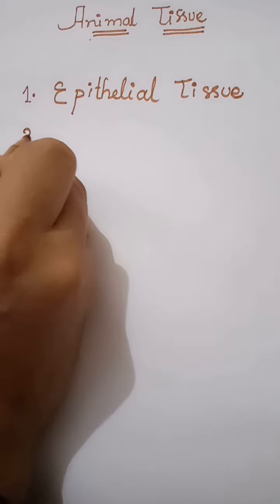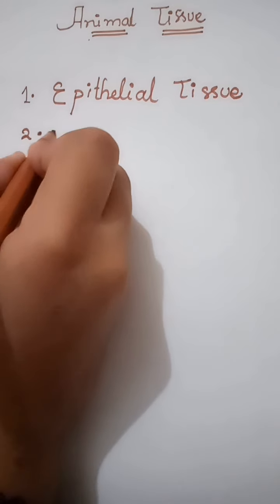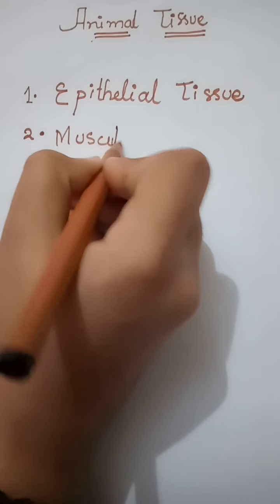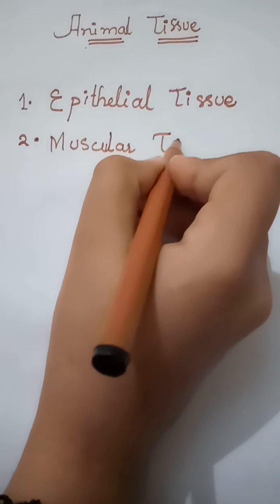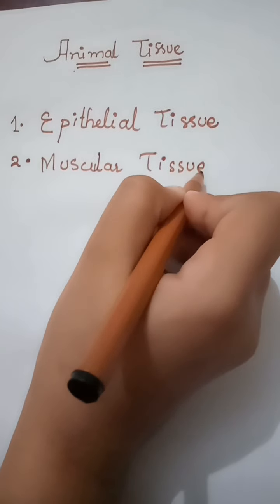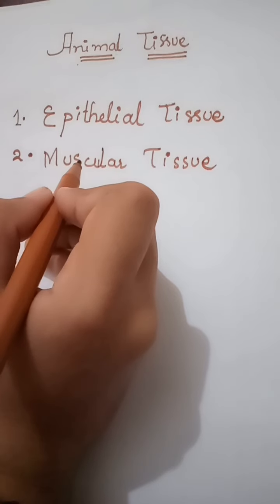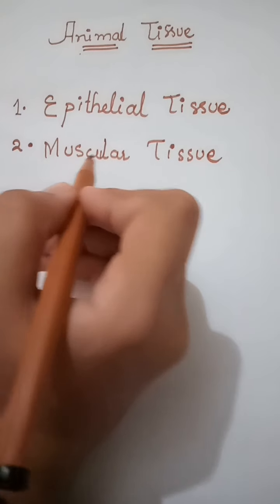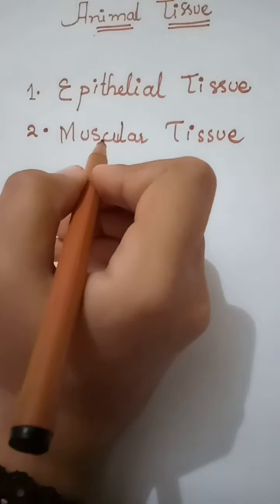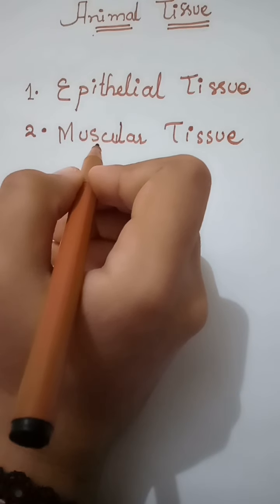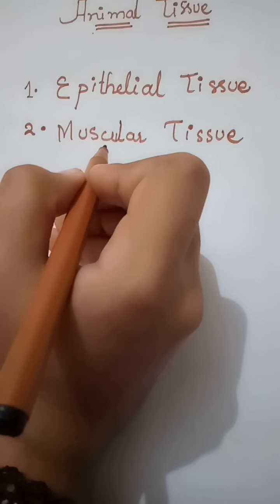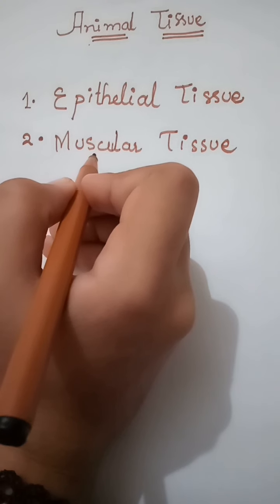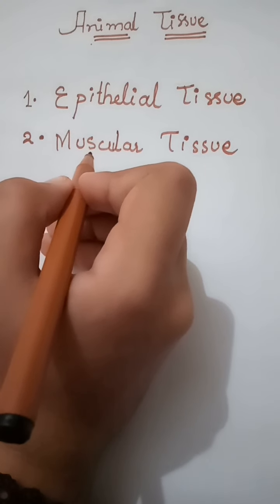Now number 2, muscular tissue. This tissue consists of elongated cells called muscle fibers. These are responsible for the movement of all body parts. This is possible due to contraction and expansion of the muscle cells. About 2/3 of the weight of our body is made up of these tissues.